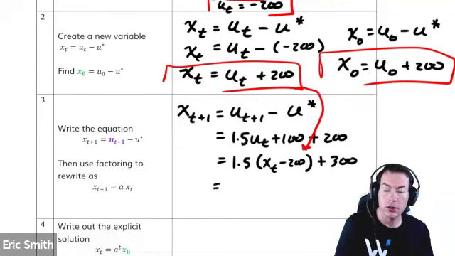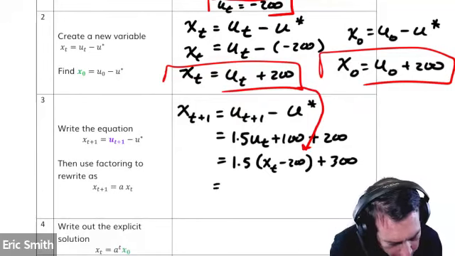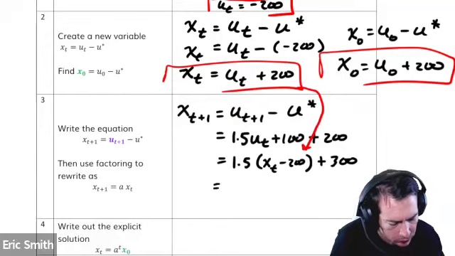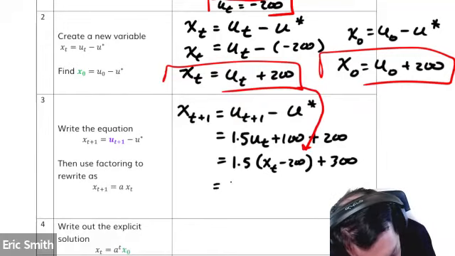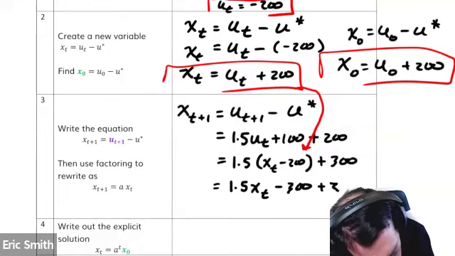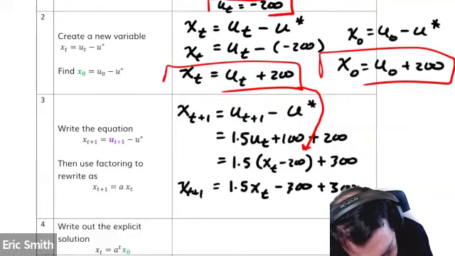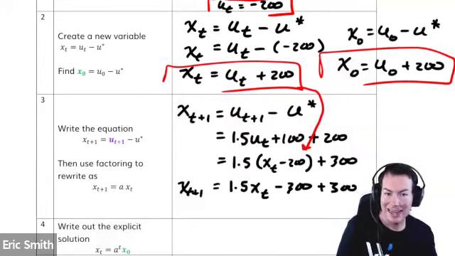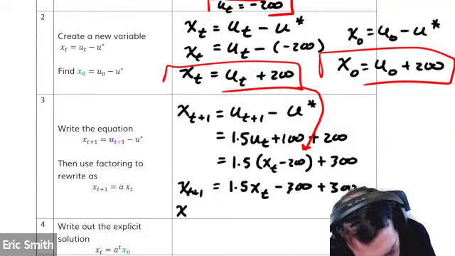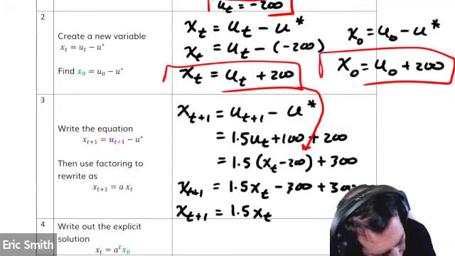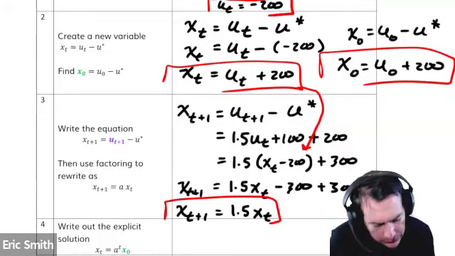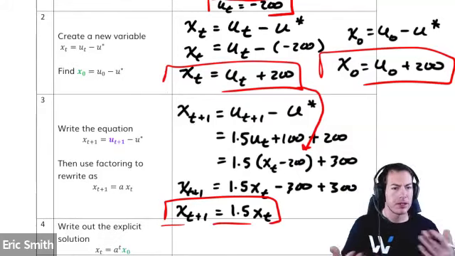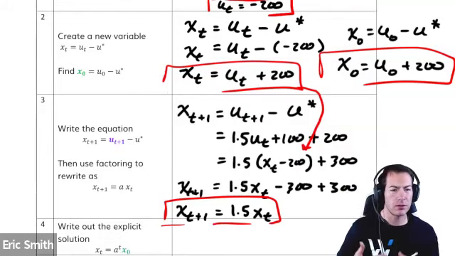And now we can start to combine some of our terms. So let's see, what is 1.5 multiplied by 200? Well, that's minus 300. So we get 1.5 x sub t minus 300 plus 300. We're seeing that those 300s cancel each other out. And sure enough, in this brand new variable, this x variable that we came up with, now we have a recursive version of it, but it's a simple recursive version of it. It's not our complex model. It's just some sort of a parameter. In this case, 1.5 multiplied by the previous generation.